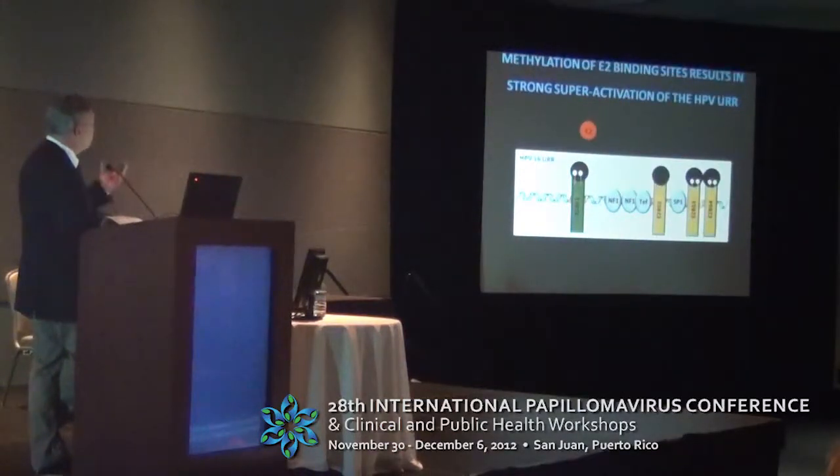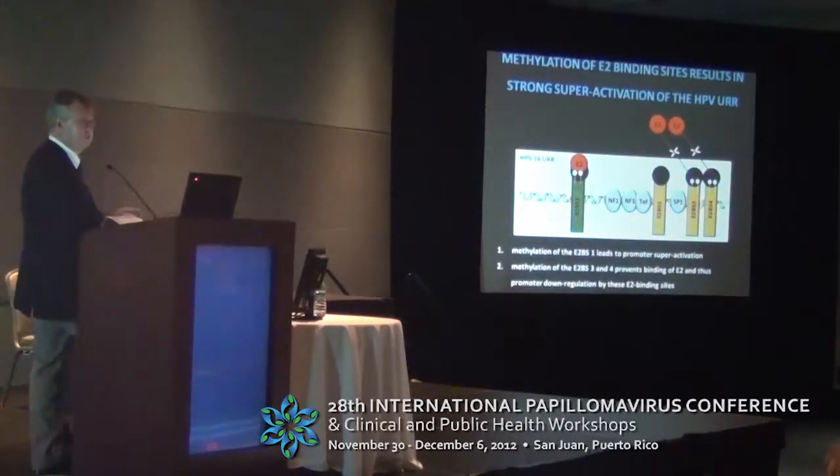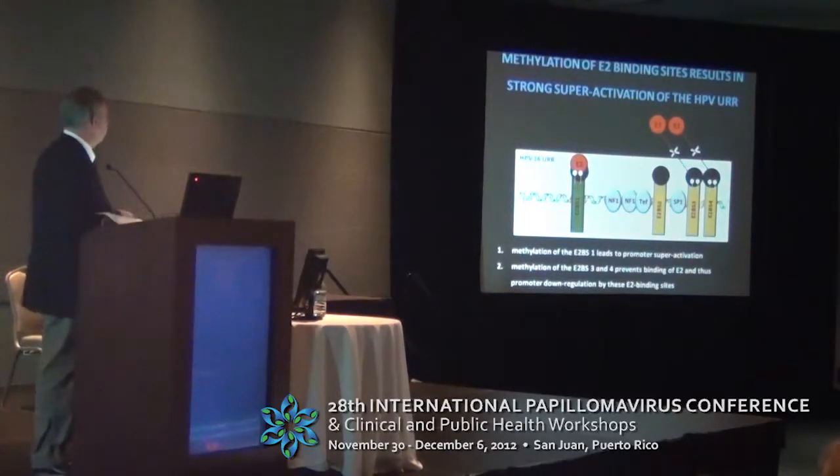How can we consider this then in a model? Our current model and hypothesis is that E2 binds to the methylated E2 binding site 1, and this leads to superactivation of the promoter. Now, if then the downstream E2 binding sites are also methylated, this doesn't allow for E2 binding, simply preventing inhibition of these promoter sites by adding methyl groups. And the consequence of this is a superactivation of the complete upstream regulatory region.